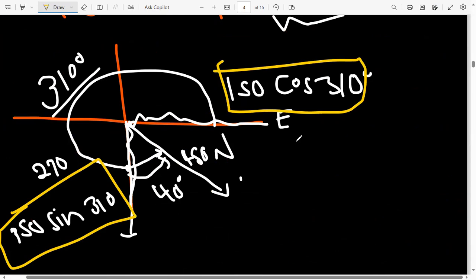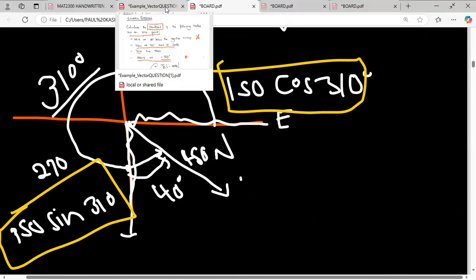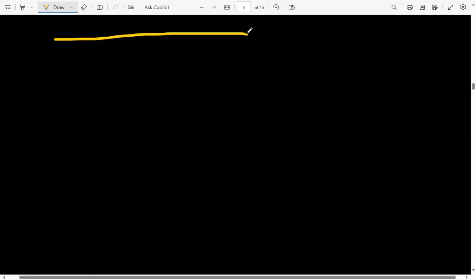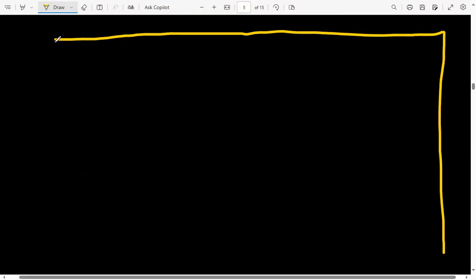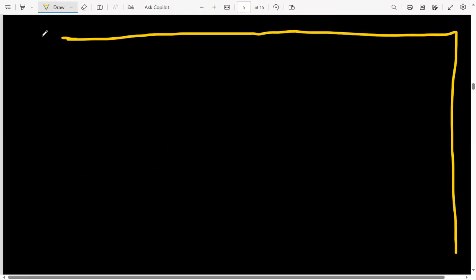Okay, so once we've resolved all these into their components, we can draw up a table now. That table consists of the vector with the angle, the x component, and then the y component. So let's draw up a table here down. So this table will be like this. So this is the table that we have.